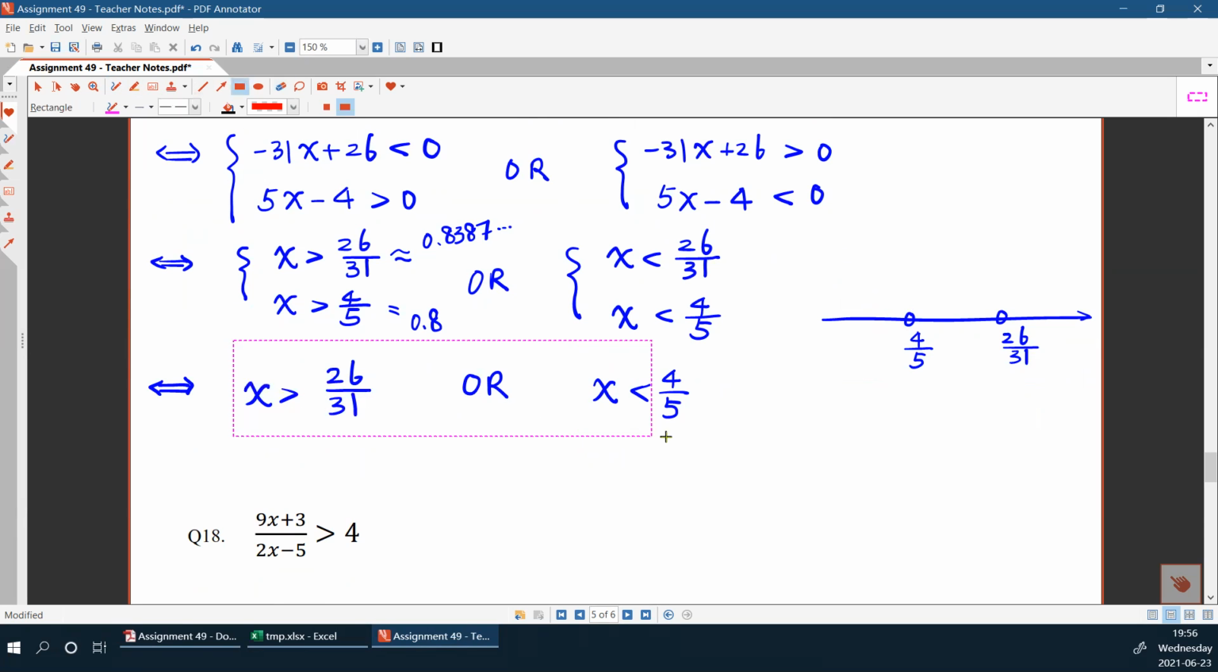Any questions? The final solution is x could be either greater than 26 over 31, or x can also be smaller than 4 over 5. Any questions? No? Okay, let's see the next one.